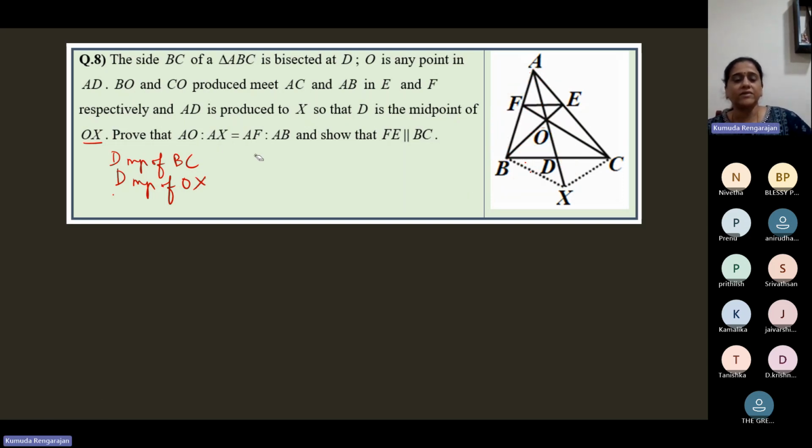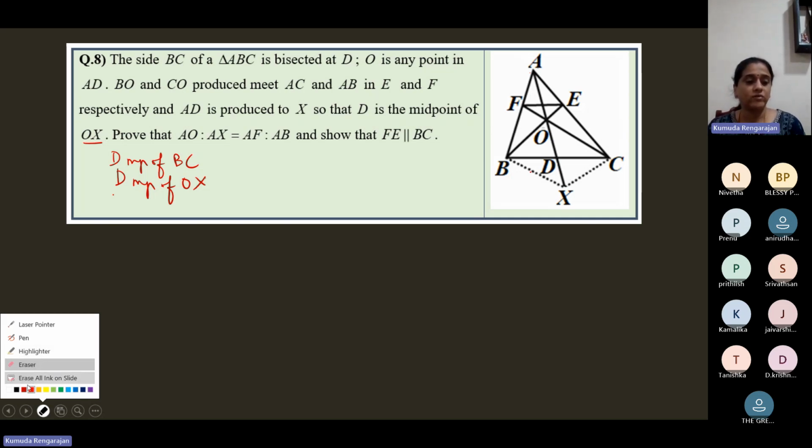And then you'll also have to show that FE is parallel to BC. To show that FE is parallel to BC, you need to get this proportion: AF by FB is equal to AE by EC. Then by the converse of BPT, FE is parallel to BC. This much we can understand. Now, how do we execute this?